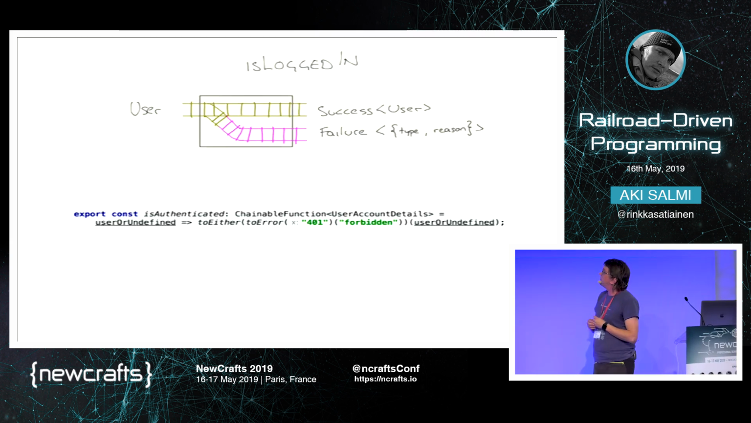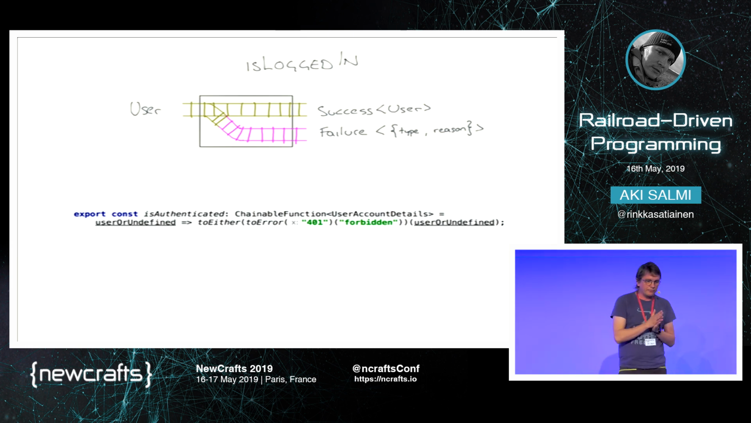And the code looks like this. So isAuthenticated is a chainable function. The user or undefined means that, because of the Express middleware I'm using, the request user might be undefined. So then it returns either the one on the left, which is the error, and the one on the right is the success, which in this case is the user.